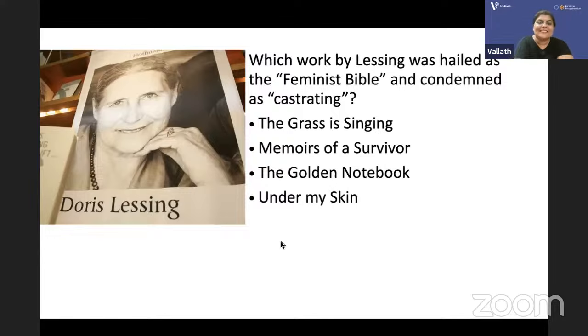Which work by Doris Lessing was hailed as a feminist Bible and also condemned as castrating? Is it The Grass is Singing? Is it Memoirs of a Survivor? Is it The Golden Notebook or is it Under My Skin? Koi batayega? Ankita? Feminist Bible. Yeah, I think it can only be The Golden Notebook. That's right. And ye bolo, who is the protagonist in Golden Notebook? Anna Wulf. Right. What are the four differently colored notebooks?